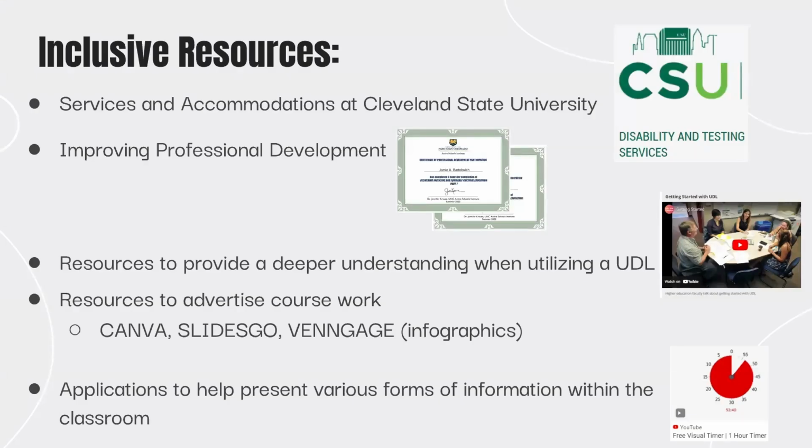Another thing I added in was inclusive resources. A few topics that I pulled from all of the resources gathered was that I included resources that will allow you to explore services and accommodations at CSU. Kind of what I just said a few slides ago, don't reinvent the wheel. If you feel like your student's not attaining the stuff that they need to in your course and you're kind of with your hands tied, see what you can do through the services at CSU, or even if they might have extra tools and equipment that could be of use within your class.